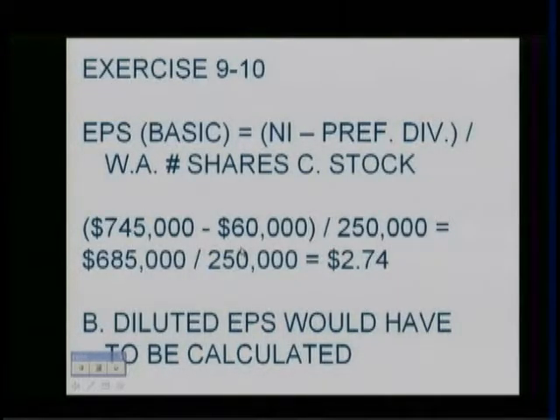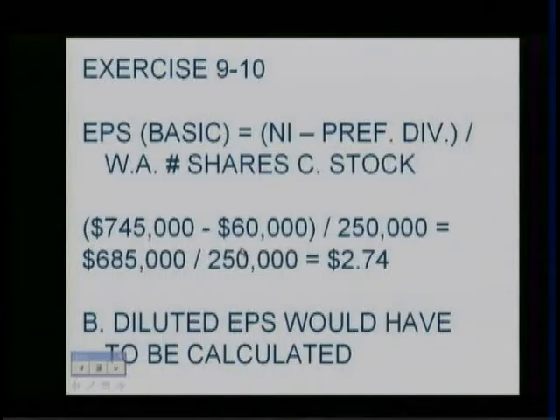In Part B of this problem, they ask you what would happen if this company's preferred stock was convertible into common stock. In that case, you would have to compute your diluted earnings per share. You would have to pretend that all of those preferred stocks had been converted into common stock. That would change your weighted average number of shares of common stock. It would also change your dividend preferred because you would not be paying preferred dividends. And it would change your earnings per share calculation.